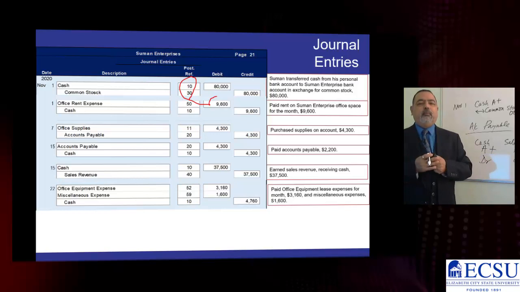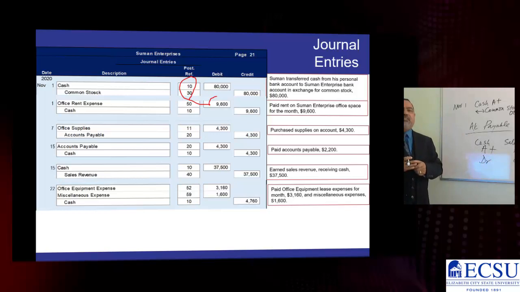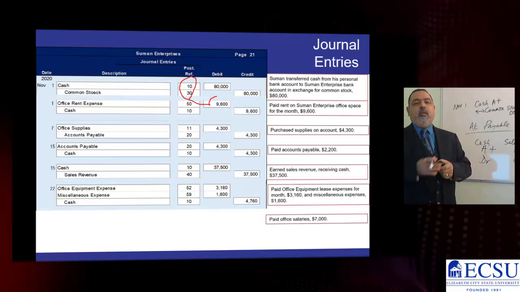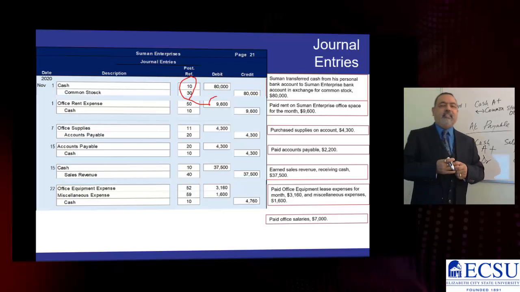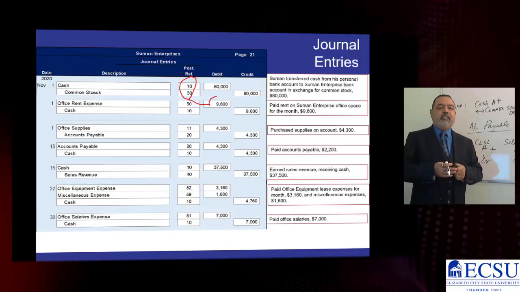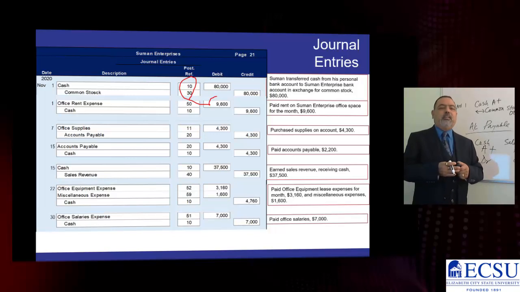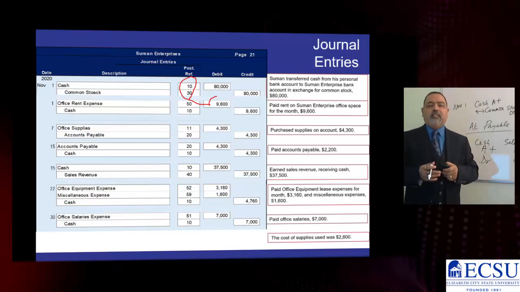Because when we incur expenses, we don't write back expenses very often. So that is something you can remember: whenever you see an expense, that needs to be debited. Paid office salaries, again salaries expense, so that would be debited. So office salaries expense is debited and cash is credited with 7,000.